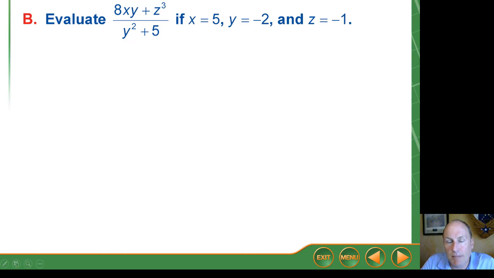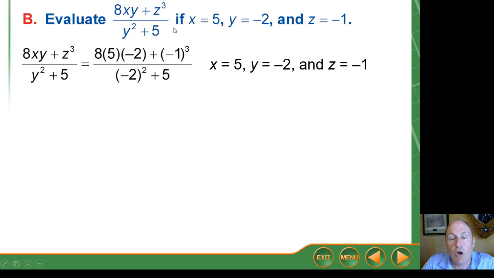Okay, let's take a little bit more complicated example here, evaluating a quotient of two expressions. 8xy plus z to the third power, all divided by the quantity y squared, or y to the second power, plus 5, given that in this situation the variable x stands for 5, y stands for -2, and z is -1. So the first thing we'll do is go ahead and substitute all those numbers in for x, y, and z. Now, we're going to deal with the numerator, the top part, and the denominator, the lower part of this fraction, this quotient, separately.